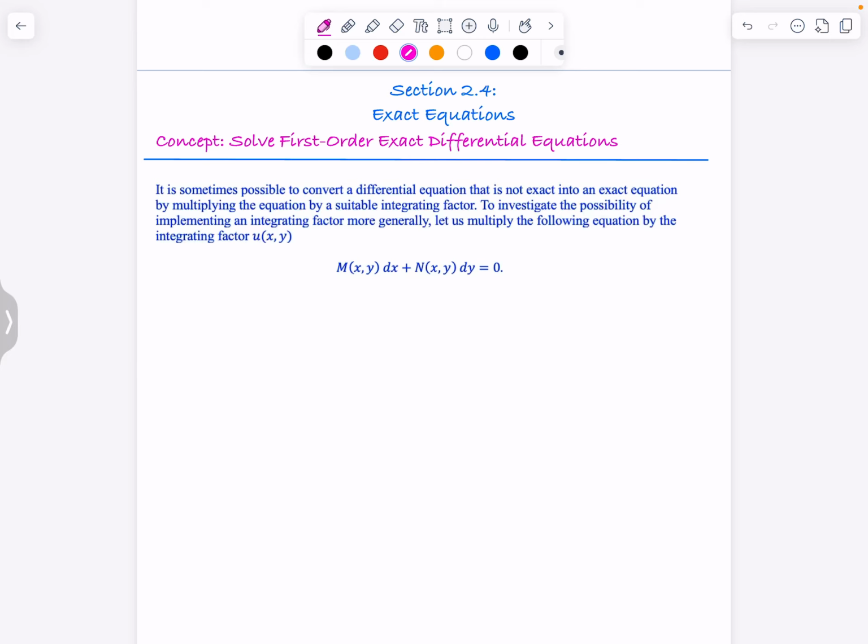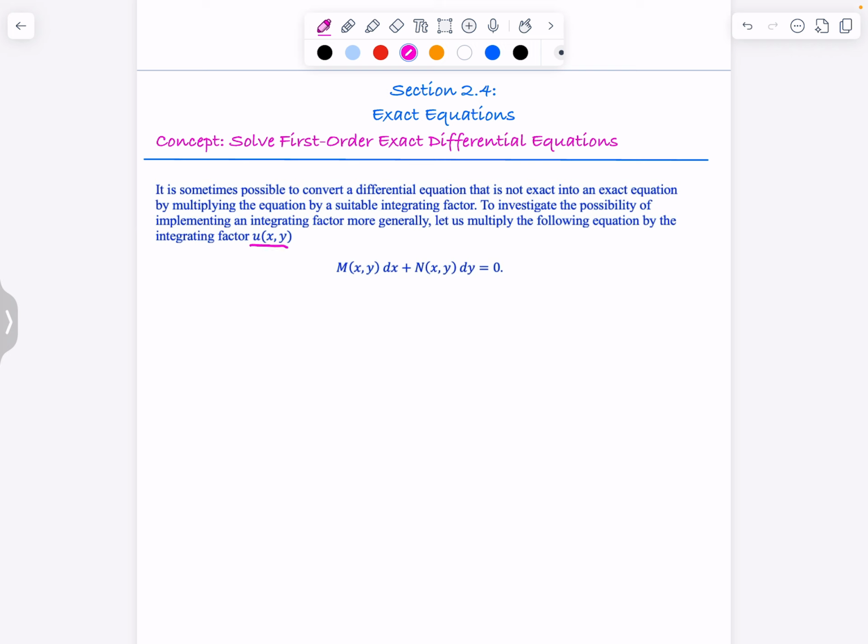In this video, we'll continue our discussion of section 2.4 by discovering a method that would turn a differential equation that is not exact into an exact one. This will be done by multiplying the equation by an integrating factor. We don't know what this integrating factor is, so we're going to try to find it by calling it u.